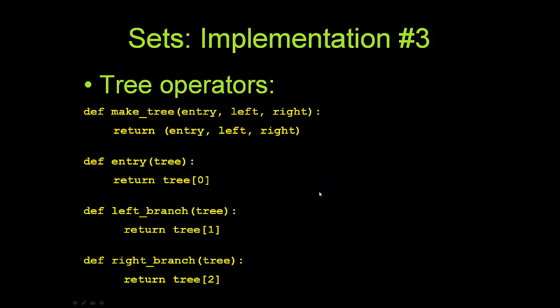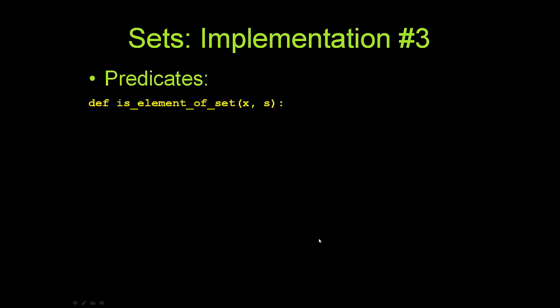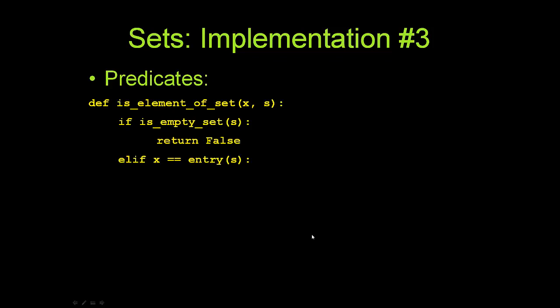Right, and these are the operations to make a tree. You make a tree from the basic element in the current node, the left subtree, and the right subtree. To get the entry, return the first thing; the left branch is the second thing, and the right branch is the third thing. Is element x in the set S? If S is empty, obviously not, right? If x is the current entry, the answer is yes. If not, then you check: if x is less than the current entry, you go to the left tree. If not, you go to the right tree.